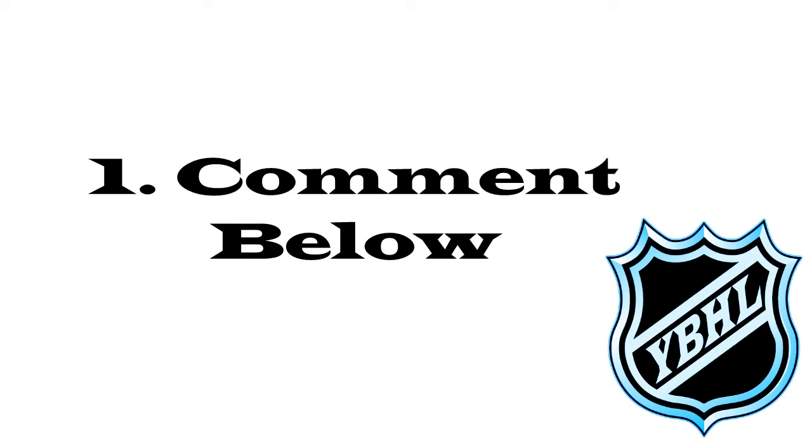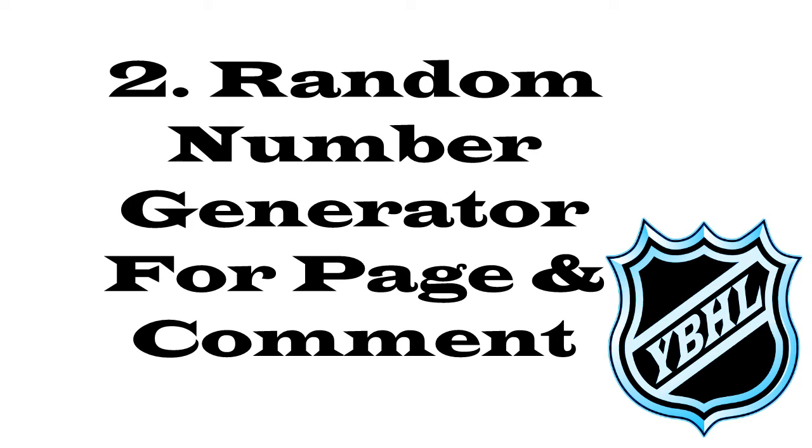Alright, so here we are on how to join the YBHL. First, comment on this video. Yes, that is a big step. Second, a random number generator will be used to generate a number for the page and then the comment number of that page. And that is granted that obviously we have more than 28 people interested, hopefully. Obviously, CanadianBigBear and I will be in it, so that counts as 2, and there's 28 other teams. So basically, comment on the video, a random number generator will pick the page and comment number, and we will pick 28 people.